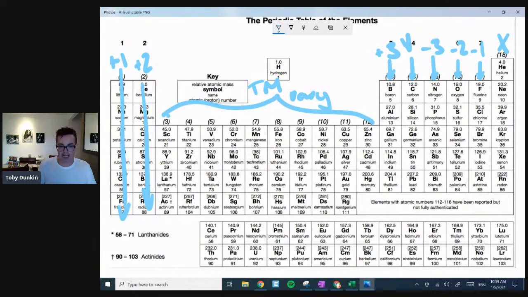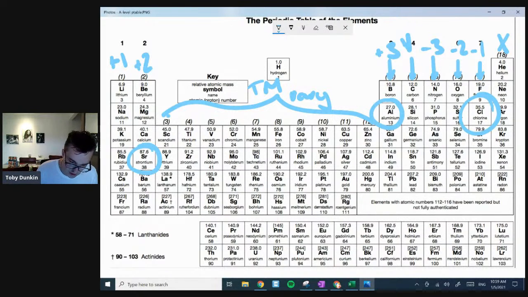So let's have a go on the chat again. What is the standard oxidation state for a chloride ion? Post on the chat, please. What is the standard oxidation state for a strontium ion? What is the standard oxidation state for an aluminium ion? What is the standard oxidation state for a phosphide ion? Thank you very much. -1 for chloride.